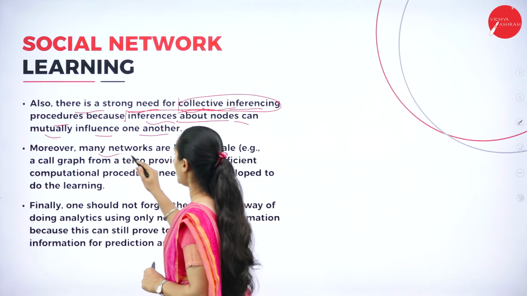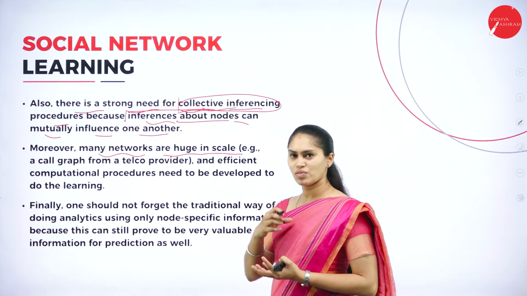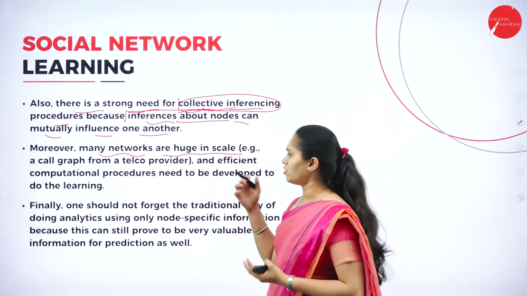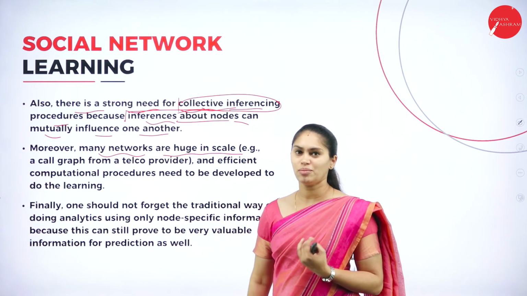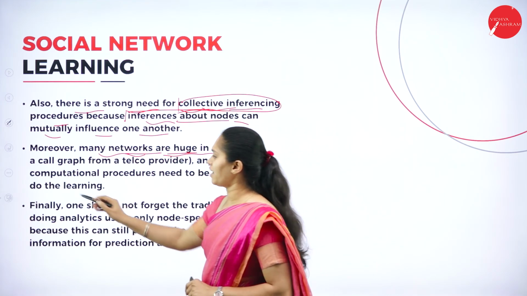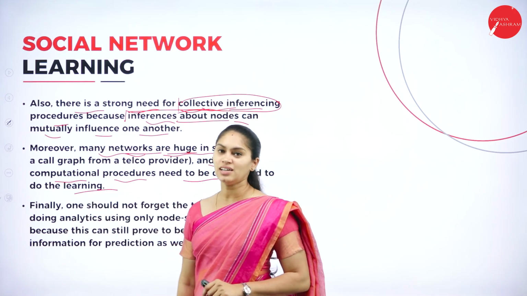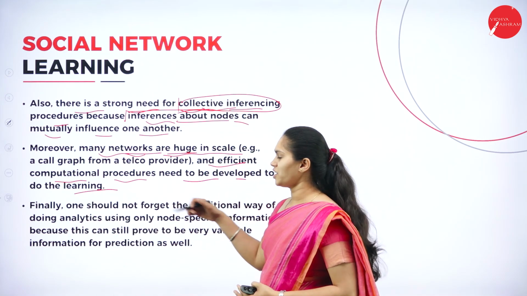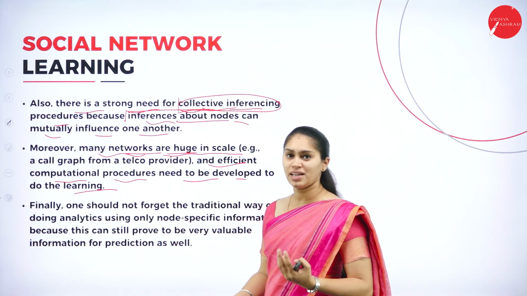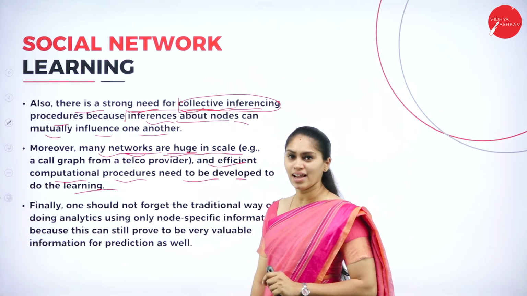And also many networks are huge in scale. If the number of nodes grows, then the number of connections is also going to be very large. If it is huge, then an efficient computation procedure needs to be developed to do the learning. If the computation is not efficient, then there will be a chance of misusing this learning process of the social network.